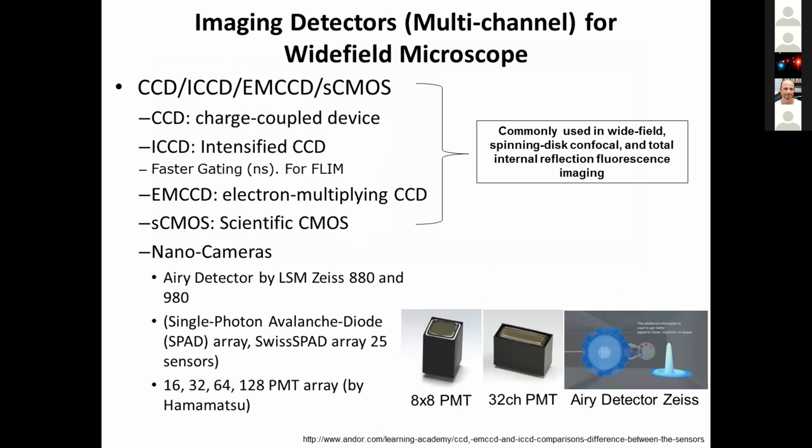So then we move to the parallel detectors, and I split them in two sets of detectors. Basically, the classical cameras that we will see in a minute: the CCDs, the intensified CCDs, the electron multiplied CCDs, and the scientific CMOS. These are the most commonly used for basically all the wide field, spinning disk, total internal reflection, and light sheet microscopy, and many more.